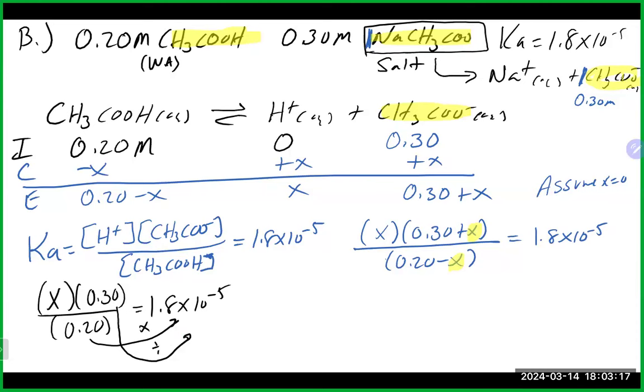And that's going to get us, maybe with a calculator, 1.8 times 10 to the minus 5 times 0.2 divided by 0.3. And that is going to give us here an X value. I won't write all the zeros. 1.2 times 10 to the minus 5 in this case. We still should check it. Probably going to be okay.